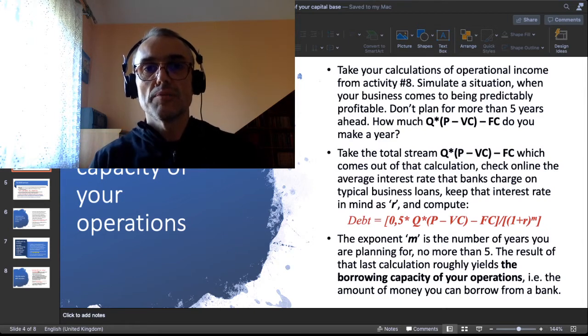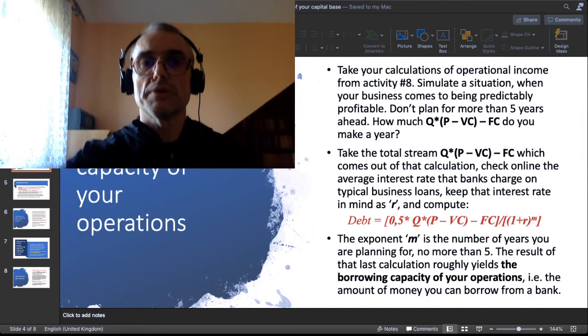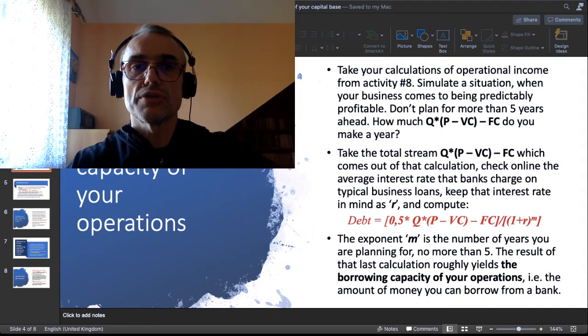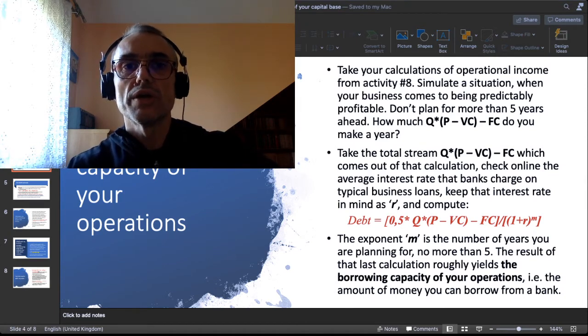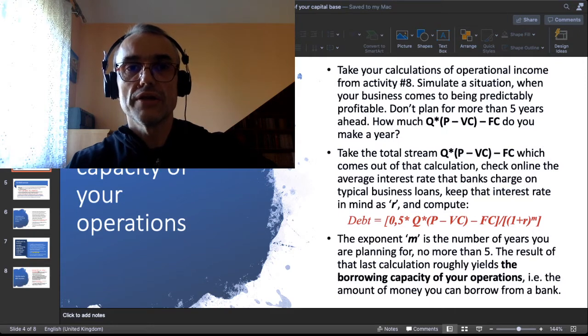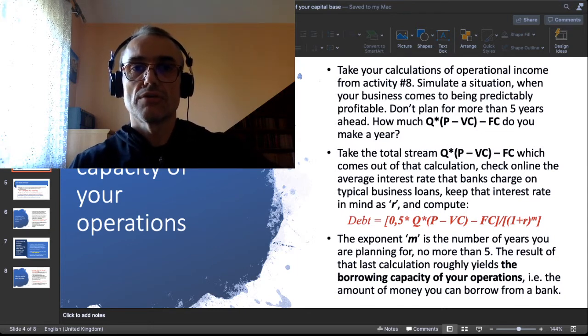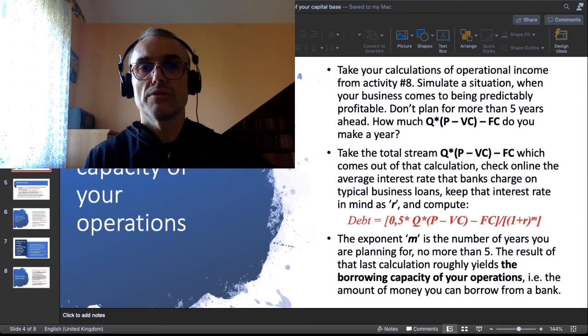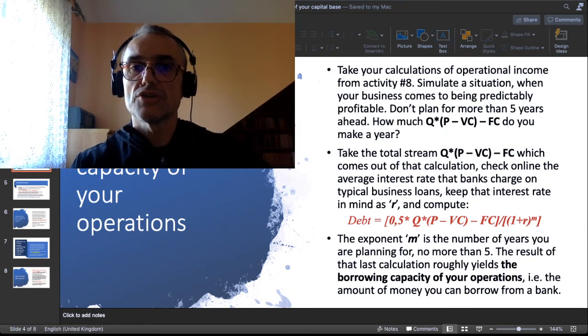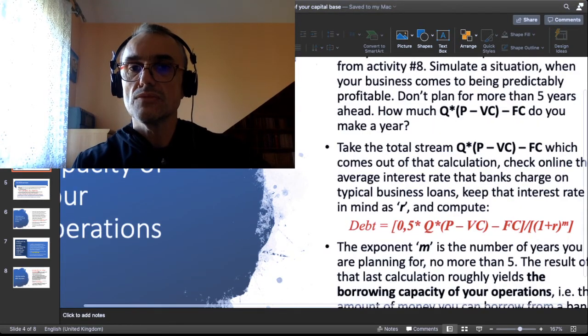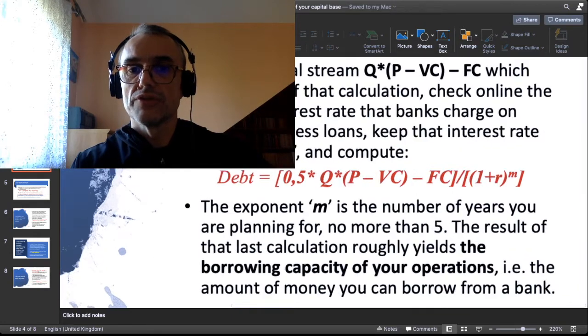Why 50%? Because we can roughly assume in a typical business that 50% of the operational income will go to financing the amortization of your fixed assets and to paying the interest on your loans, and just the remaining 50% can be used either to pay back the body capital, the so-called principal capital of a loan, or can be pocketed by the owners of the business as their dividend. Anyway, you do this calculation, shown in that formula in red.